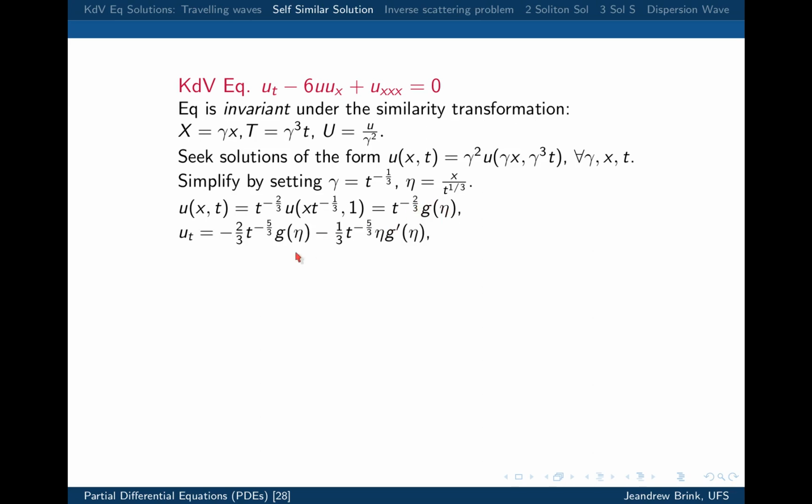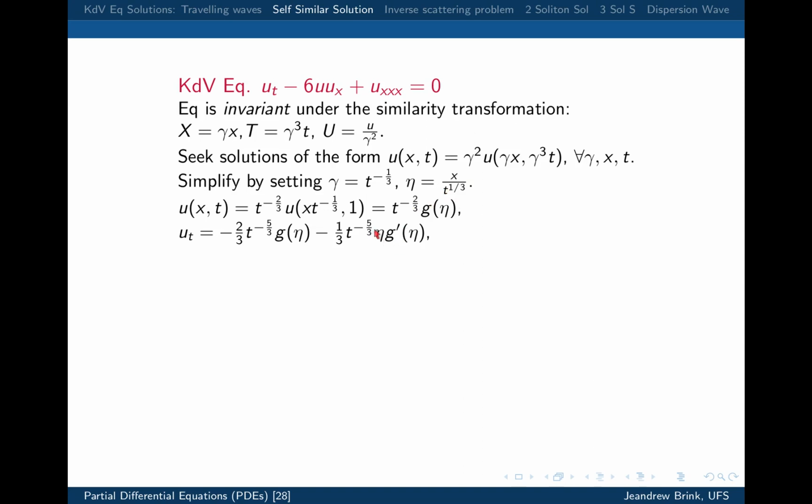Okay, and so once again, you can work out the time derivative. It's simply the product rule, the time derivative of this first one multiplied by g, plus t to the minus 2 over 3 times the time derivative of g of eta. So that's g prime times the time derivative of eta, which is simply d/dt of this thing. So that will be a minus a third times t to the minus 4 over 3.